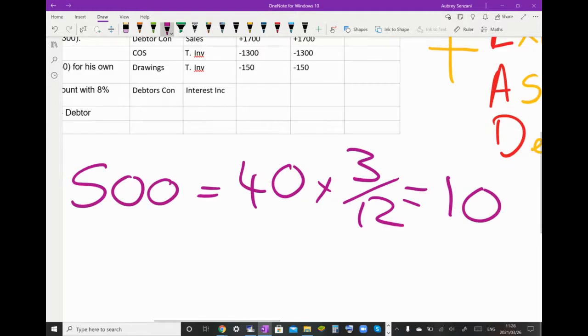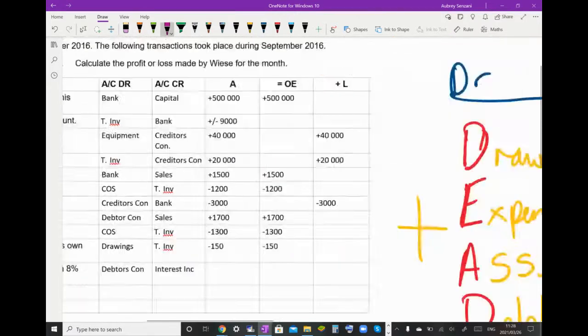So, obviously under debtors, or under assets, should I say, we are going to put plus 10. Then under interest income, under owner's equity, we're going to put plus 10 as well, because we're receiving an income. Everybody together there? Everybody happy?